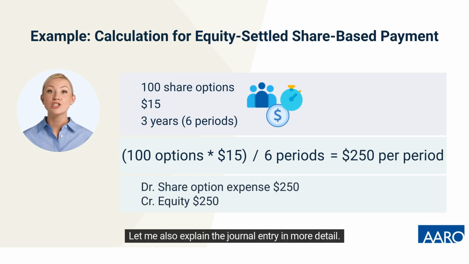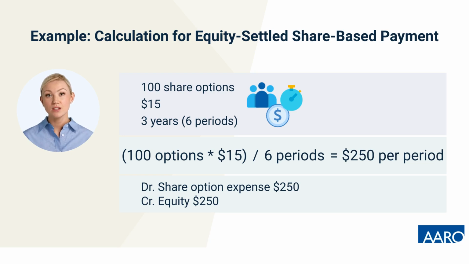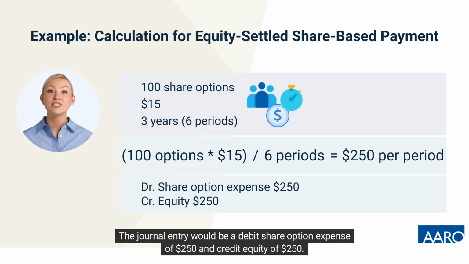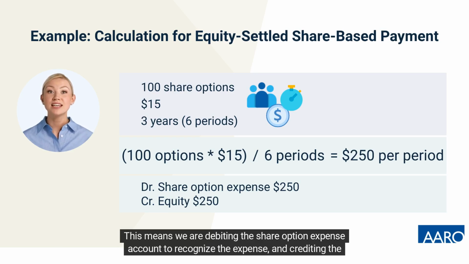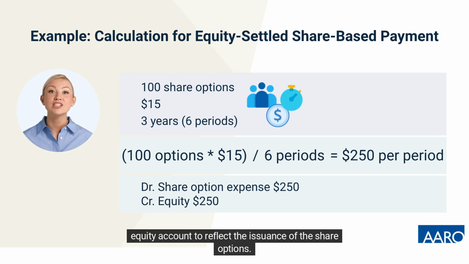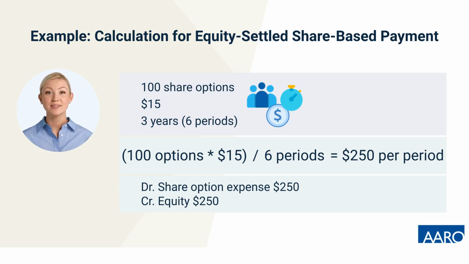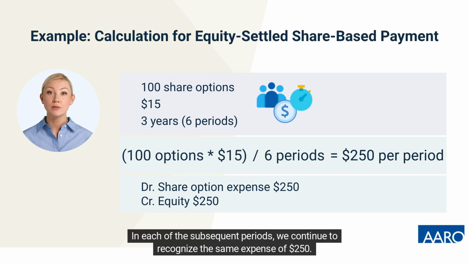Let me also explain the journal entry in more detail. In the first period, we recognize an expense of $250. The journal entry would be a debit to share option expense of $250 and a credit to equity of $250. This means we are debiting the share option expense account to recognize the expense and crediting the equity account to reflect the issuance of the share options. In each of the subsequent periods, we continue to recognize the same expense of $250.